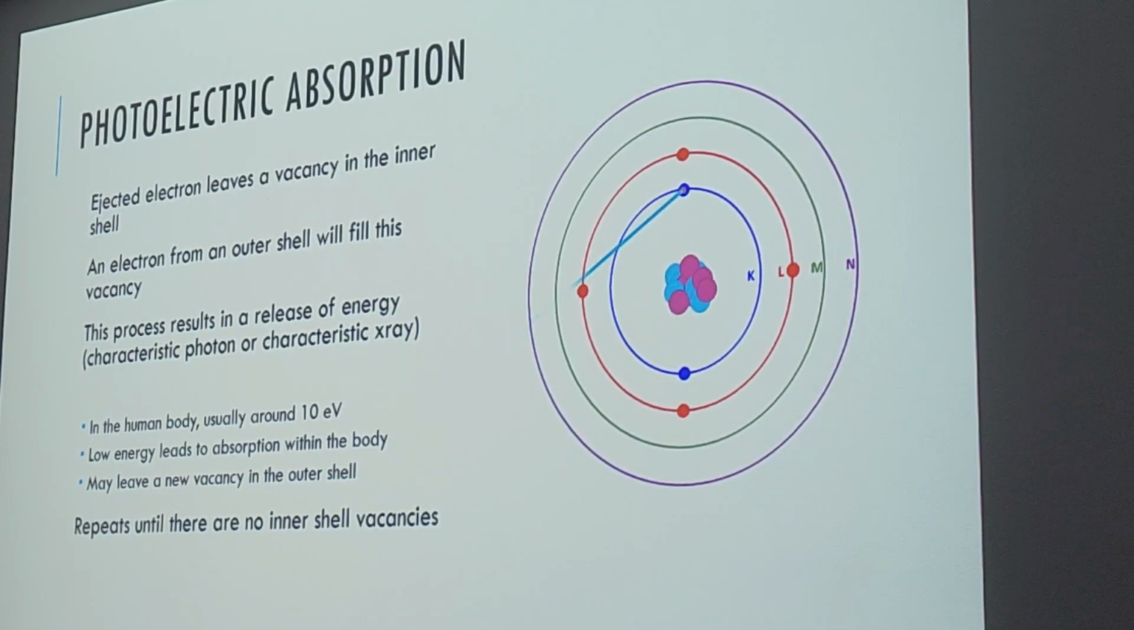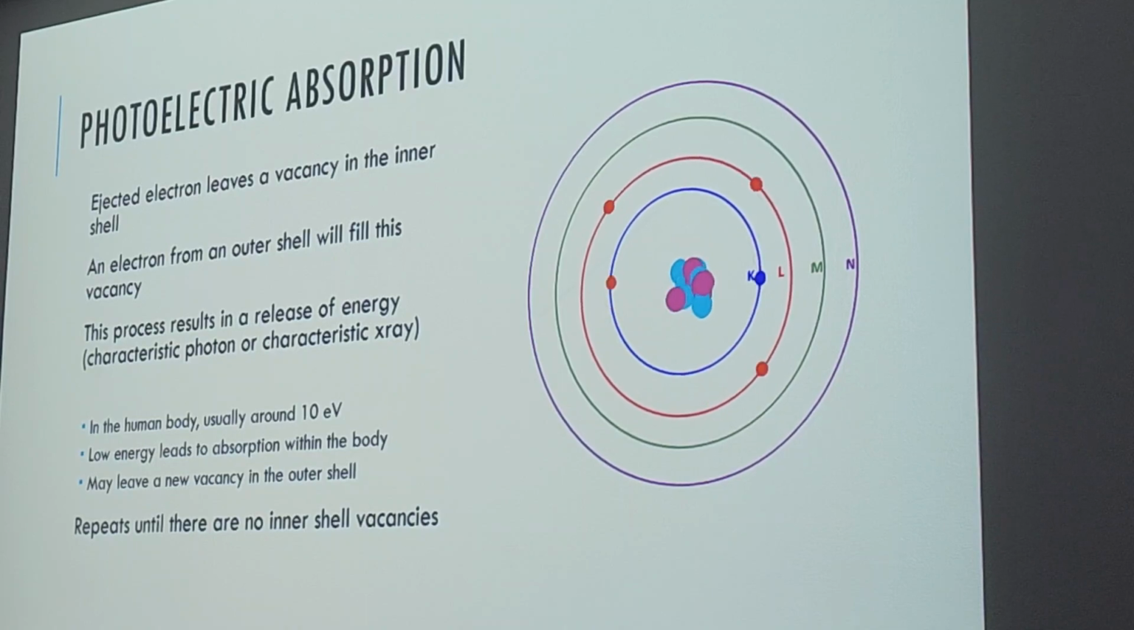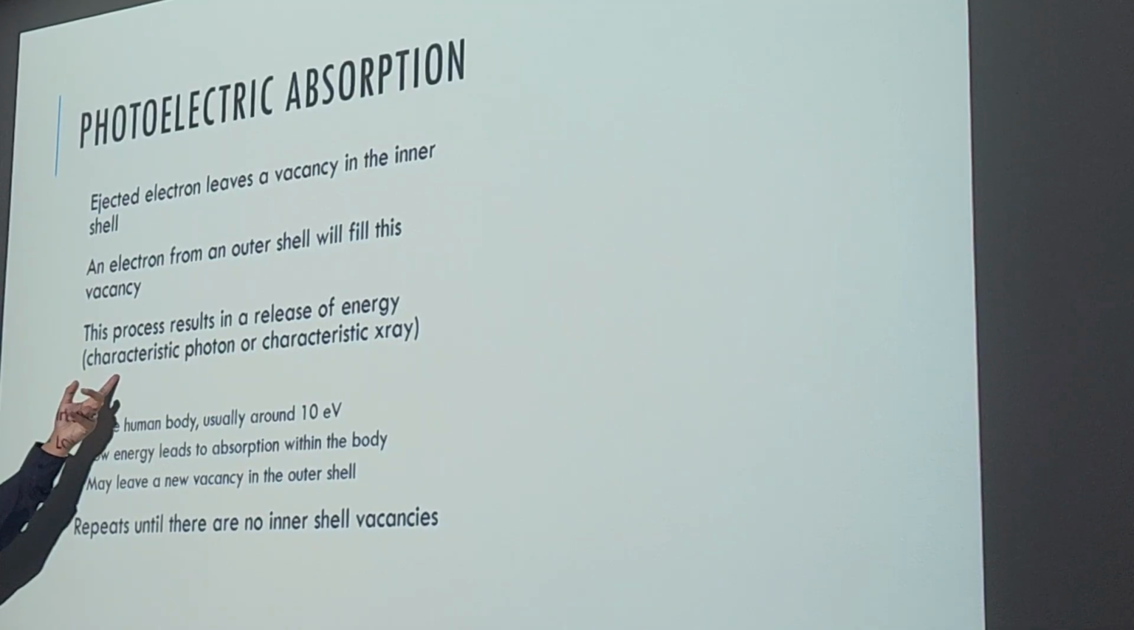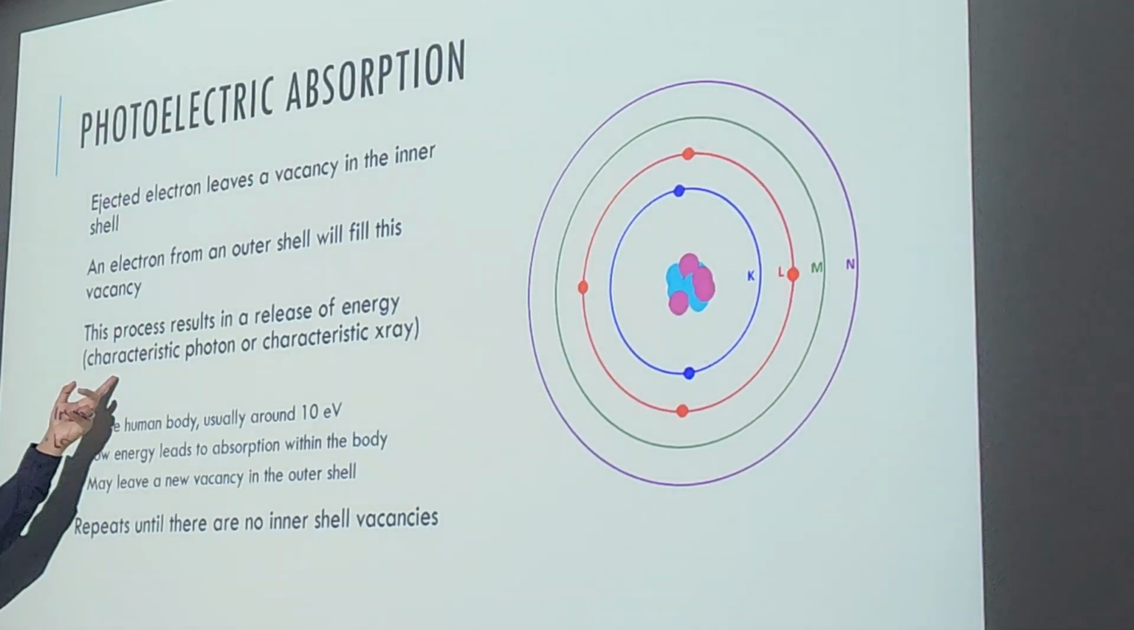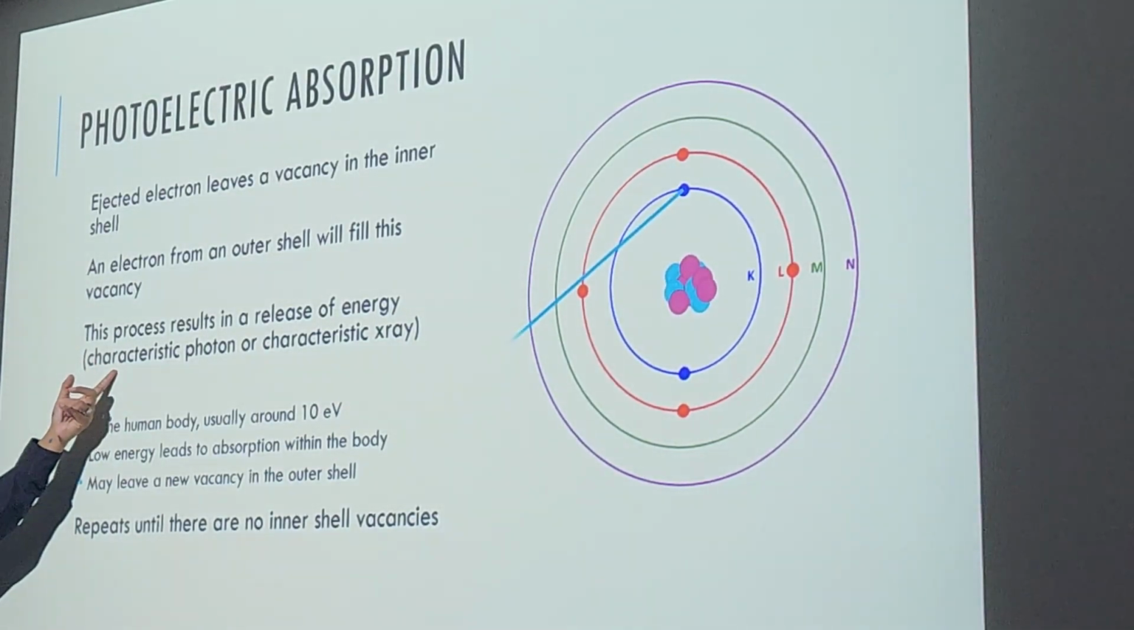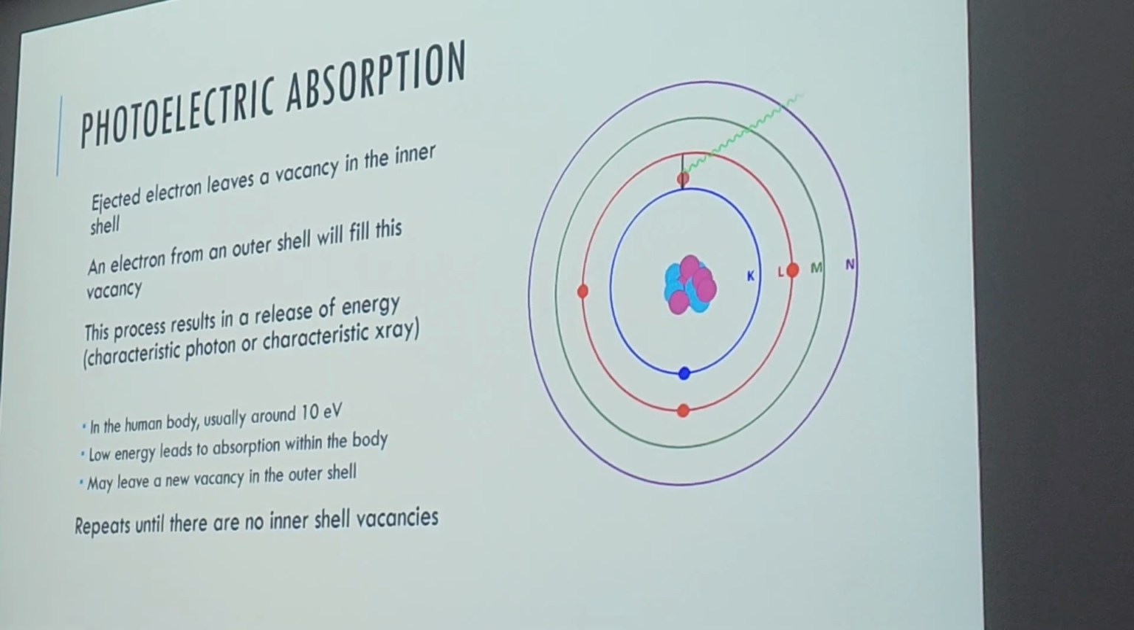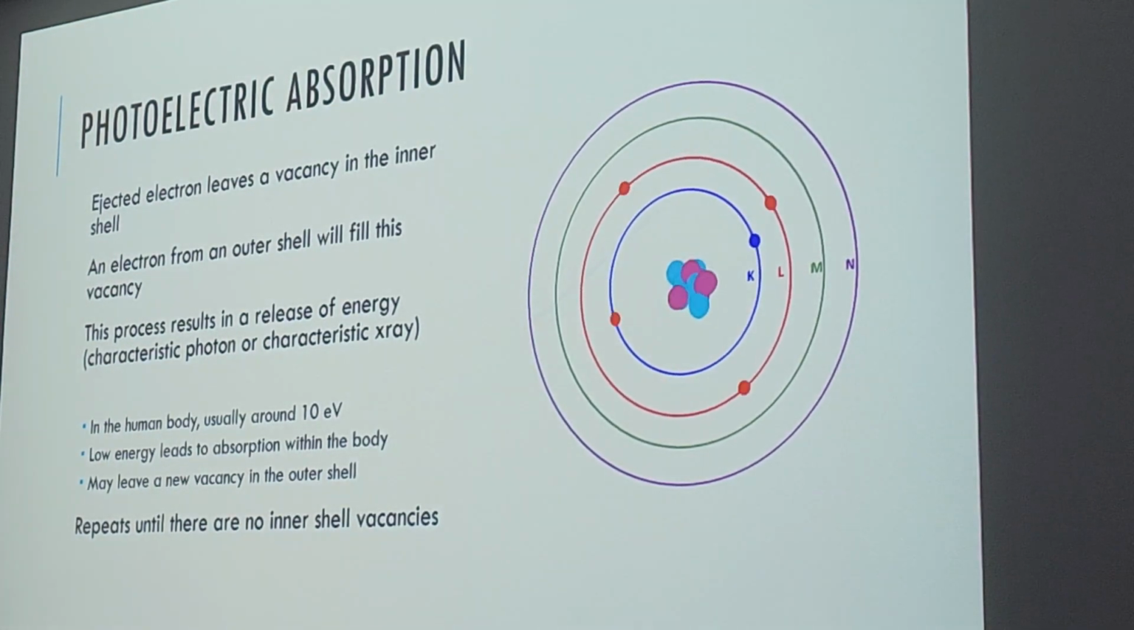And once the outer shell fills that spot, what happens? It releases energy that we call a characteristic photon or characteristic X-ray. So this is a radiation effect because we're creating X-rays. Sometimes this is not what happens.